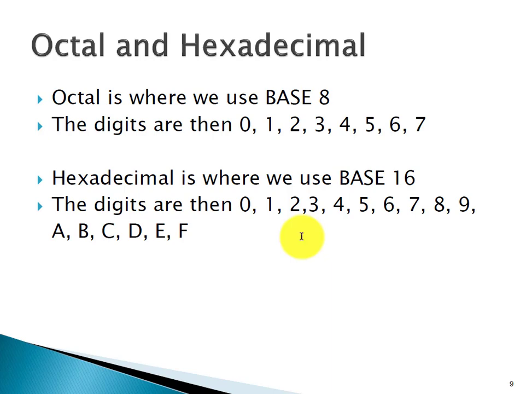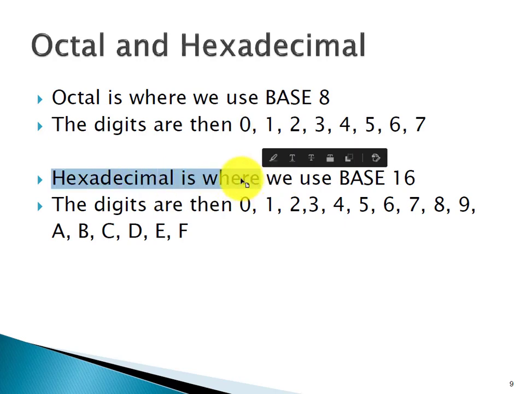So let's count in base 8 again. The digits in base 8 are 0, 1, 2, 3, 4, 5, 6, 7. The next number will be 1, 0. Then 1, 1, 1, 2, 1, 3, 1, 4, 1, 5, 1, 6, 1, 7, 2, 0, 2, 1, 2, 2, and so on. And then you get hexadecimal.